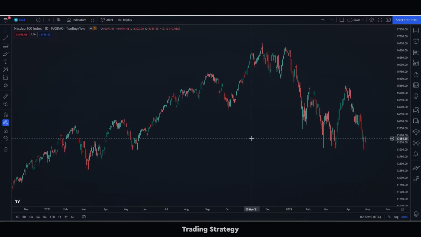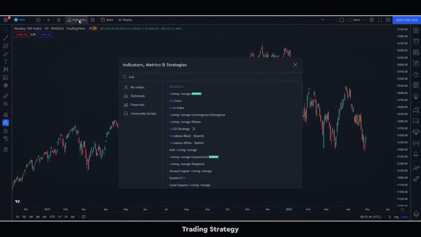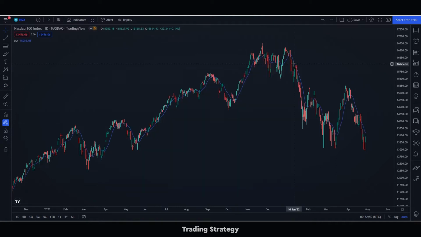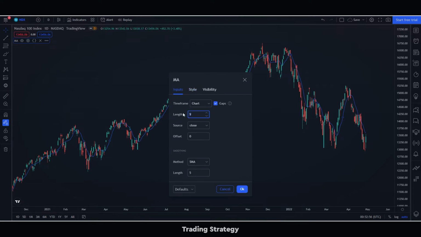The first thing we will have to do is select a MA or SMA, simple moving average. We simply look for it and add it to the chart. Then we will have to set it to 200 periods. We will make it yellow and we will increase the thickness to see it better.